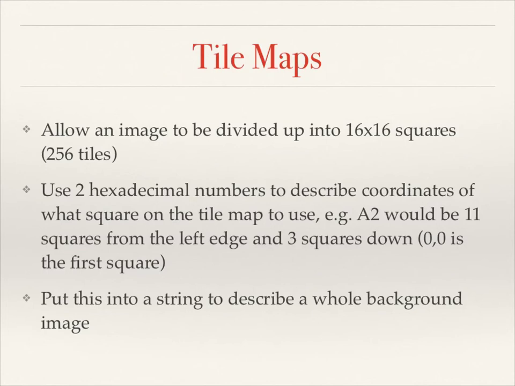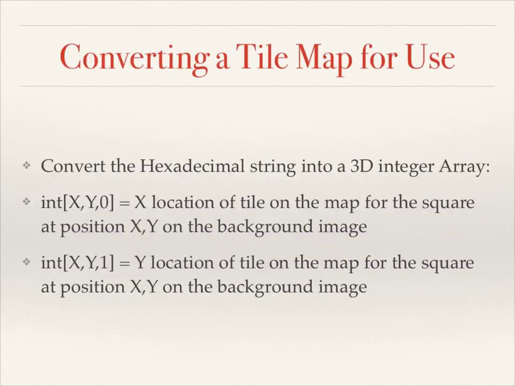So for example, the number A would actually be 11 because we're starting with a 0 index. So the first tile is 1, but actually it'd be 0, 0, and so on and so on. So F, although it's actually the hexadecimal number 15, it's actually the 16th tile along. We can then write out a string to describe the whole background image.